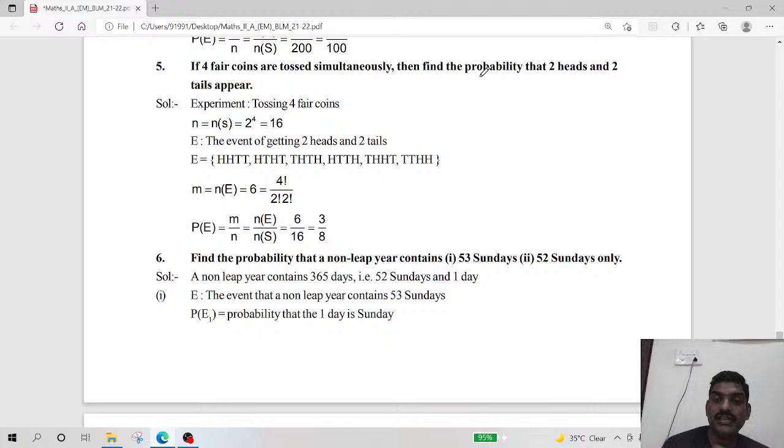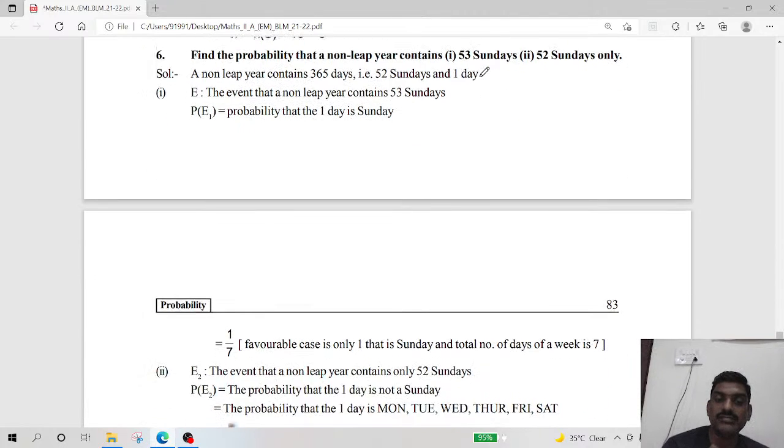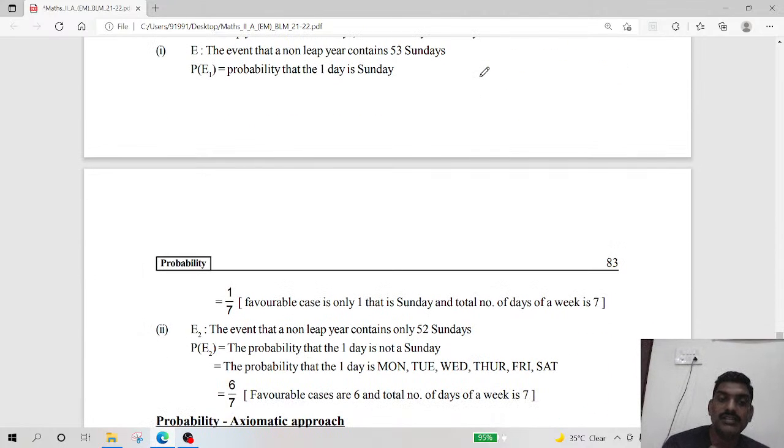Non-leap year, 365 days, 52 Sundays finished. 1 day is left. That day should be Sunday. So what is the probability? 1 over 7. The event that is non-leap year.